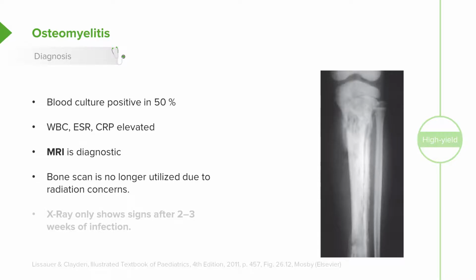We no longer use bone scan because there's a high degree of radiation and the MRI is so effective. An X-ray such as this may show some signs of osteomyelitis, but that's generally 2 or 3 weeks after the infection. So an X-ray is a poor choice for looking for an acute osteomyelitis. That said, we often get the X-ray for fear of concern that we're wrong about our diagnosis and maybe this is just a fracture.